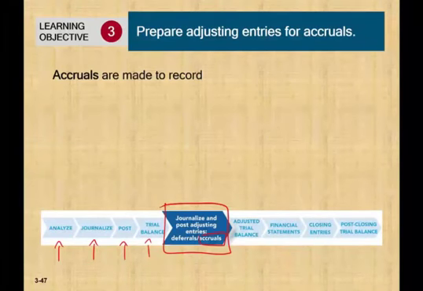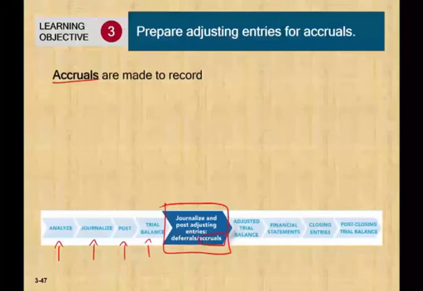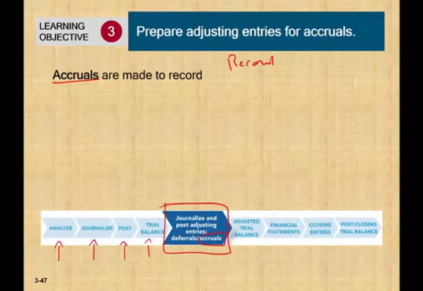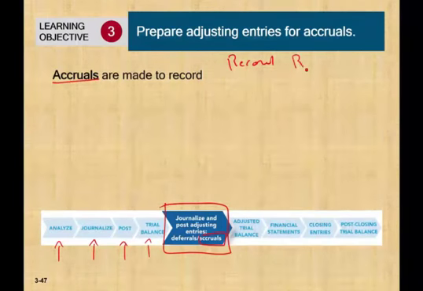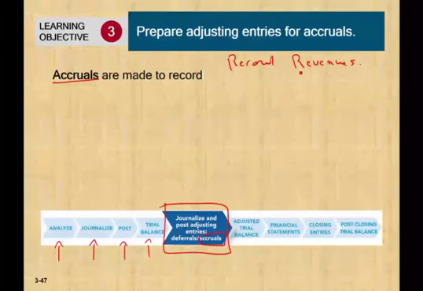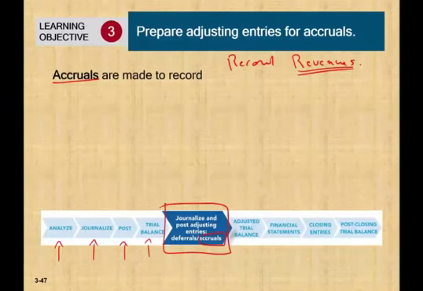Okay. So what are accrual and what's the purpose of accrual? What is accrual? Accrual basically, did you accrue the transaction? Did you record? And what are you looking for? Here you are looking to find out, did you record all your revenues? Remember, under the revenue recognition principle, as long as you did the work, you have the right to recognize the revenue, to record the revenue. So accrual are made to record. That's the purpose of accrual, is to record.